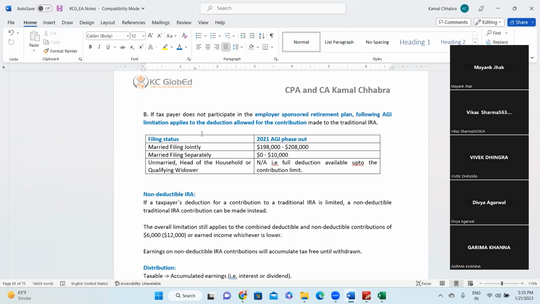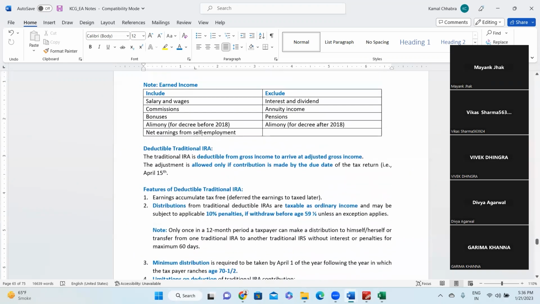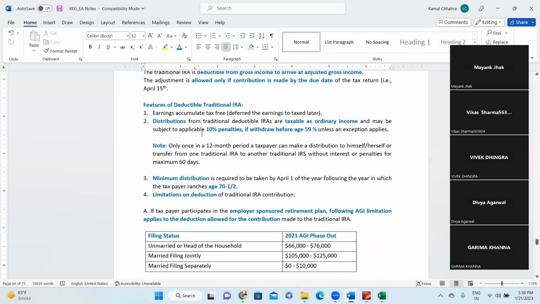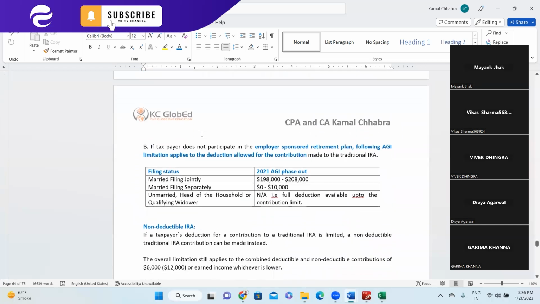So this is about deductible IRA. So traditional deductible IRA, we understood the three things. What is deductible traditional IRA? What are the key features, right? What are the penalties applicable? What are the age limits applicable? And what is the phase out limit if you are already registered with the employer sponsored program? And what is the phase out limit if you are not registered with any employer sponsored program, right?